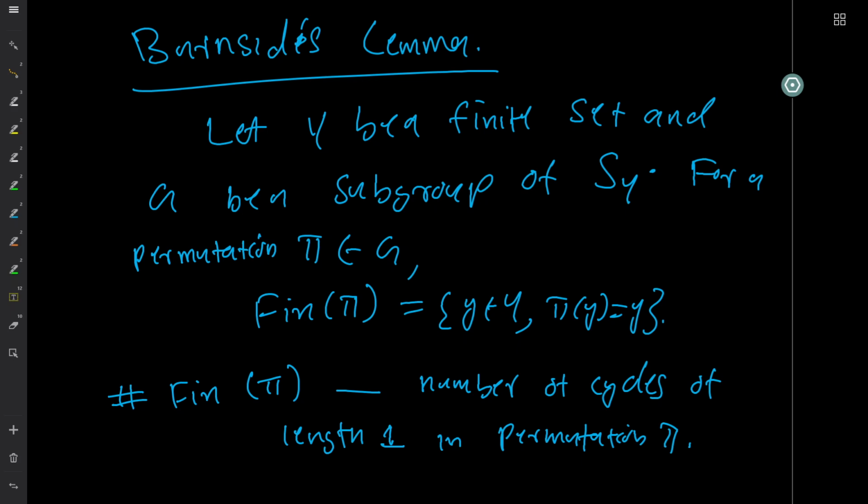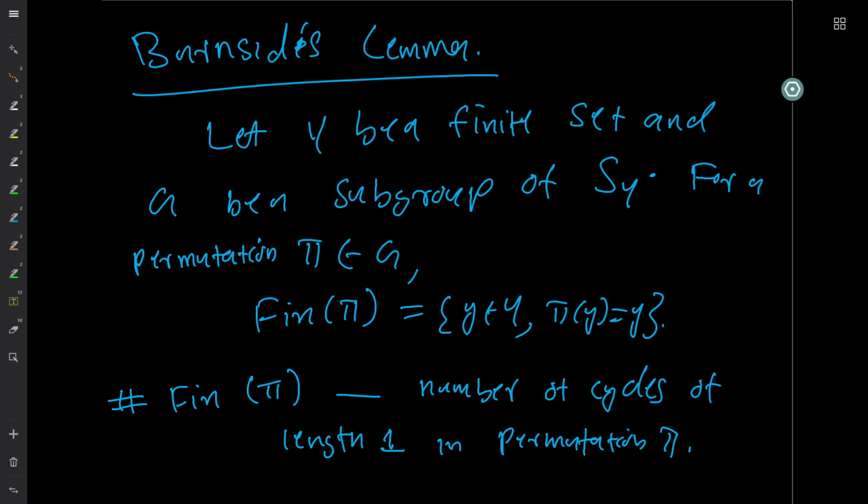Okay. Now, in the previous lecture, we stated Burnside's lemma, which is the following. Given a finite set, let's say Y, and a subgroup G of the symmetric group Sym(Y), recall that Fix(pi) is the set of all elements that are fixed by the permutation pi. And the cardinality of Fix(pi) is clearly the number of cycles of length 1 in permutation pi, right?